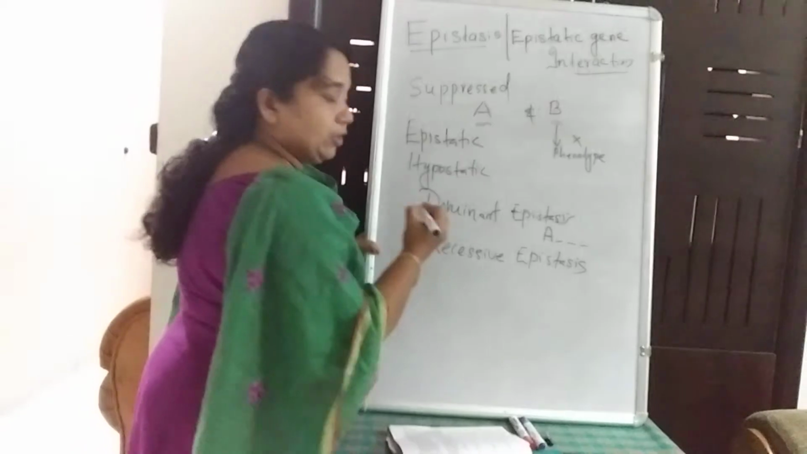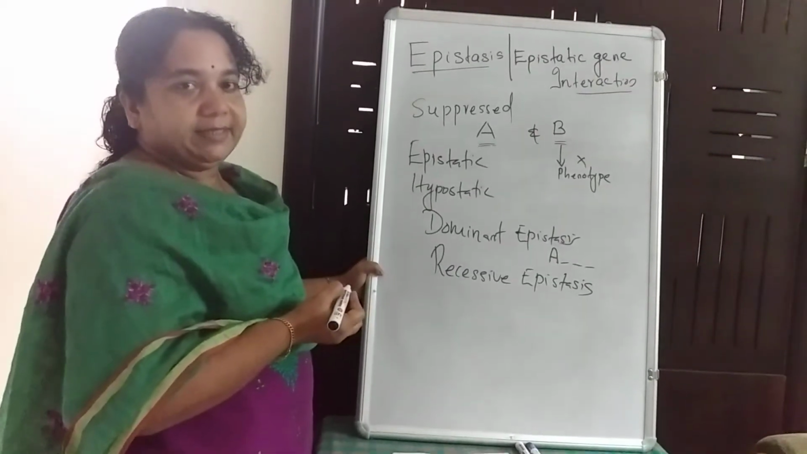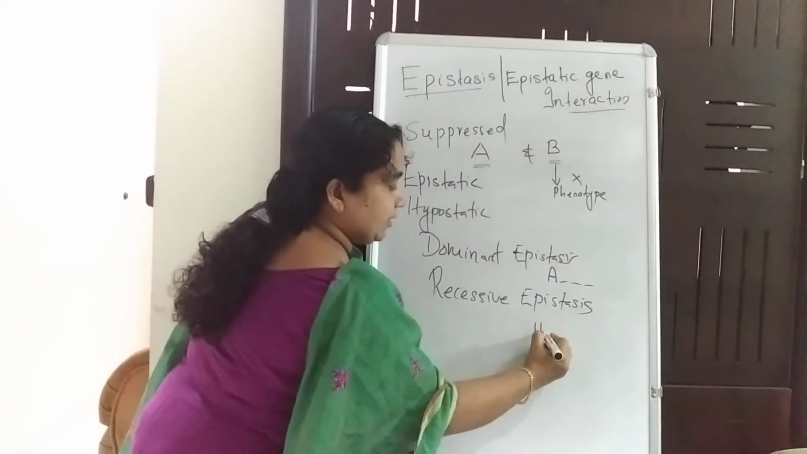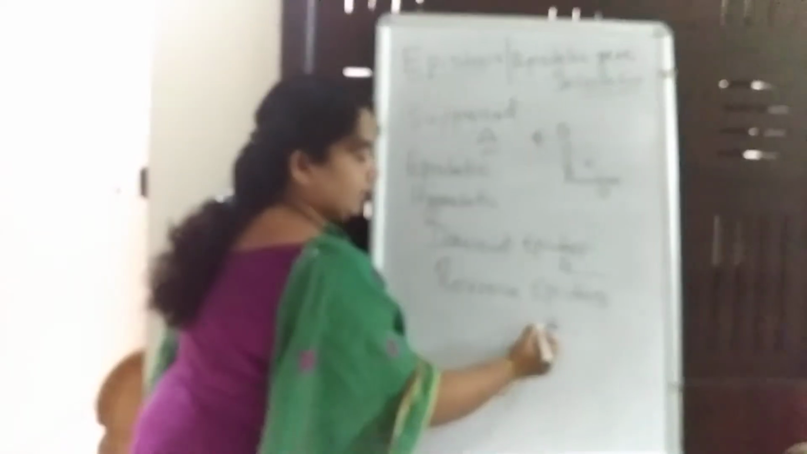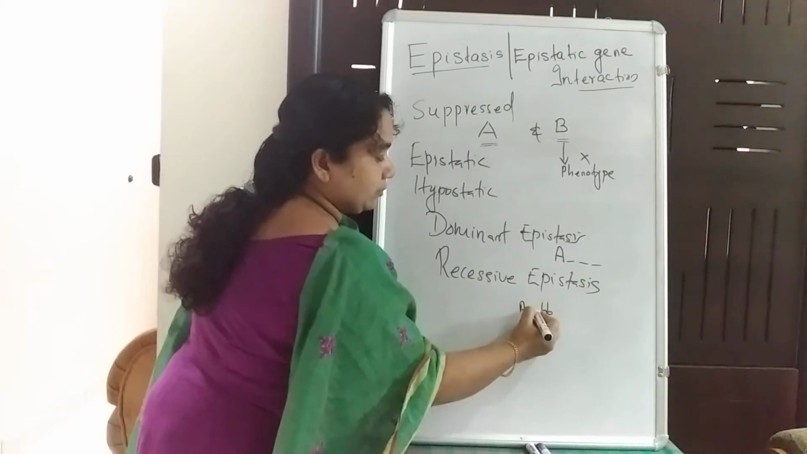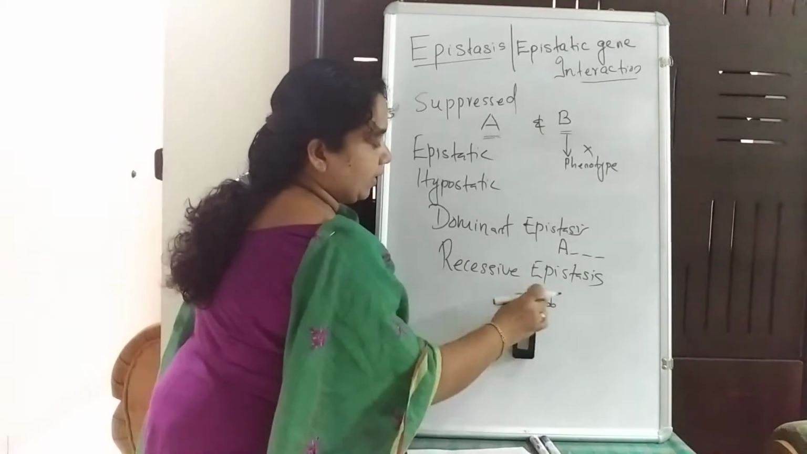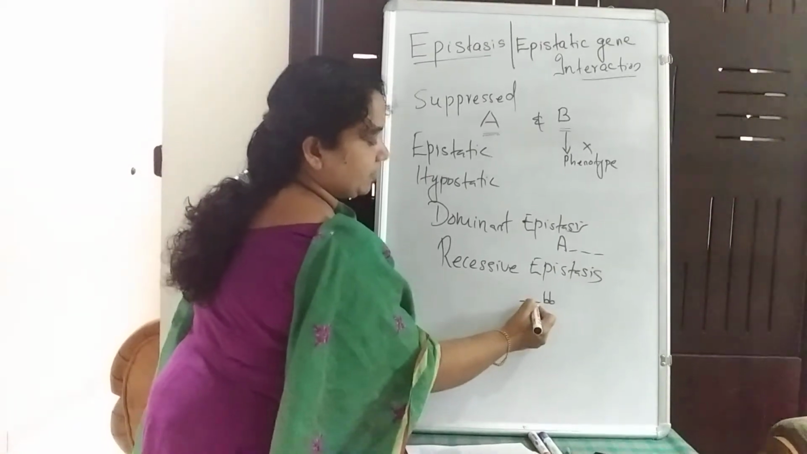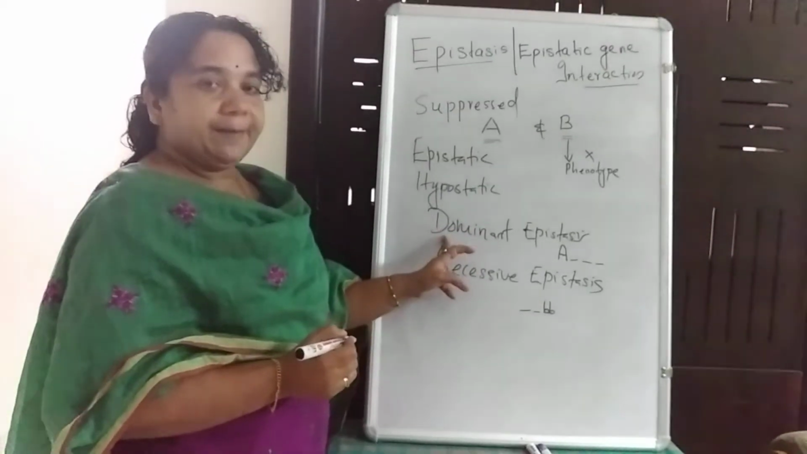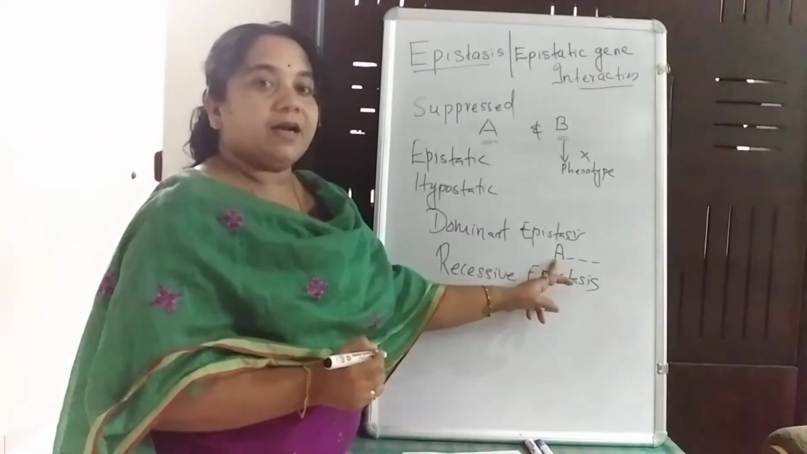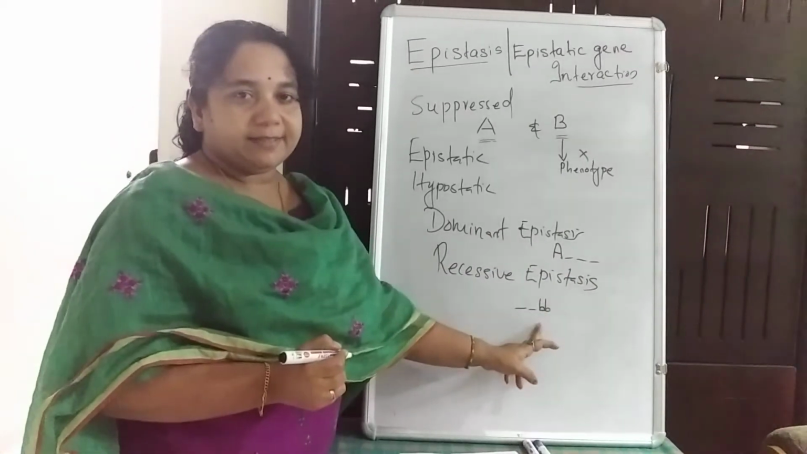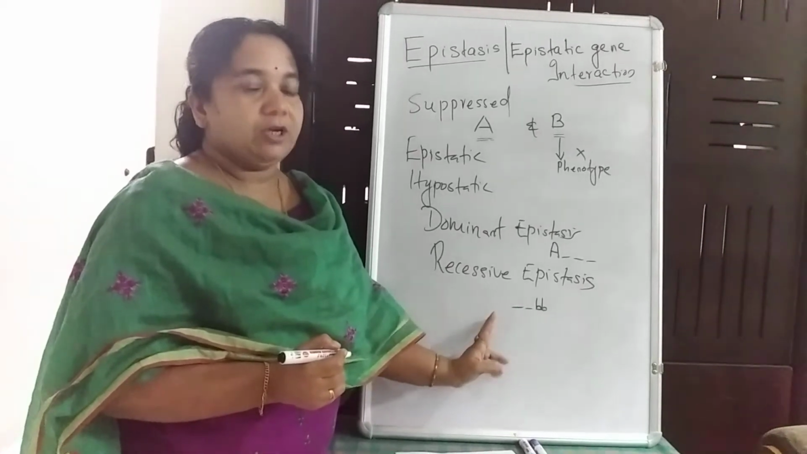But in the case of recessive epistasis, a recessive gene is there. If the homozygous recessive gene is there, then what happens? Whatever the other gene may be, whether capital A or small a, the expression will be the same. So, in dominant epistasis, the dominant gene can control the phenotype, and in recessive epistasis, the homozygous recessive gene can control the expression.